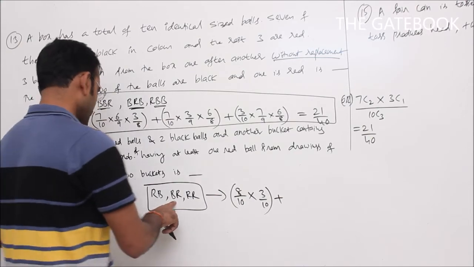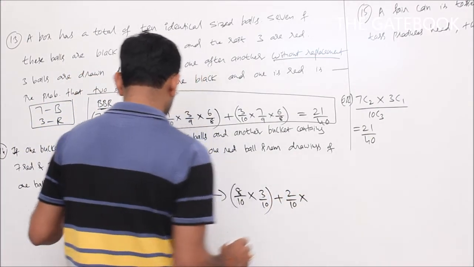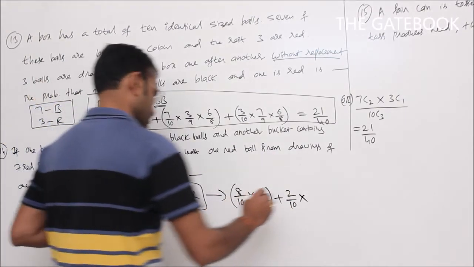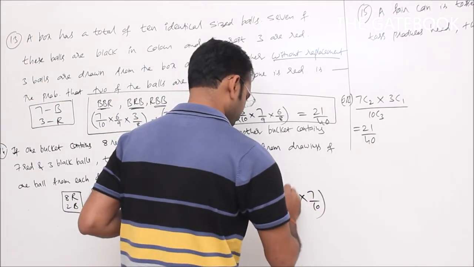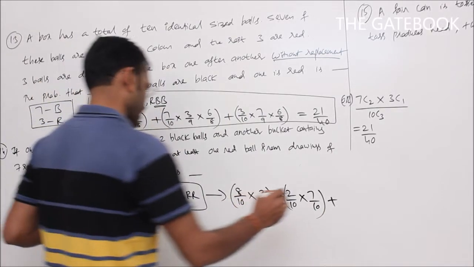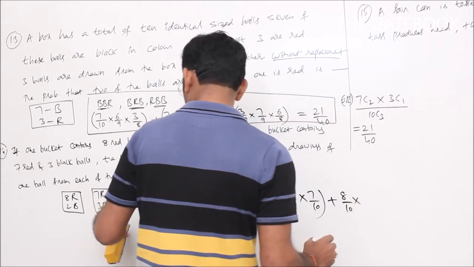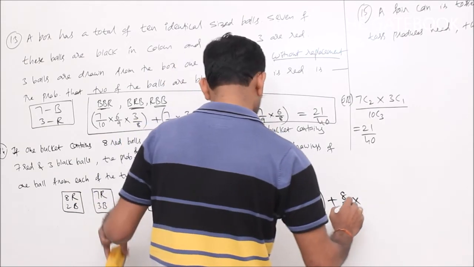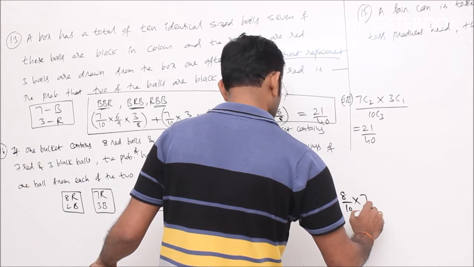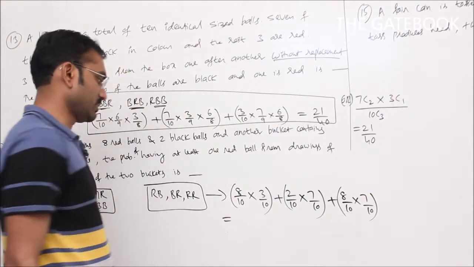So again, R means we will get plus R. What about black from the first bucket? So we will get 2 by 10. Next red from the second bucket, 7 by 10, plus next red from first and red from second. Red from first means 8 by 10. Next red from second, 7 by 10. So that is the required probability.